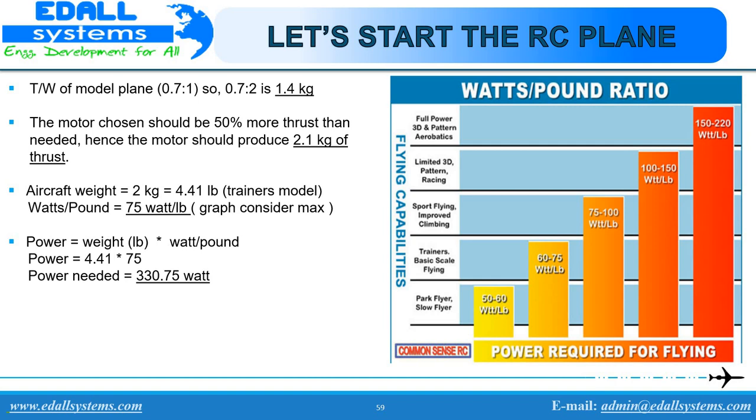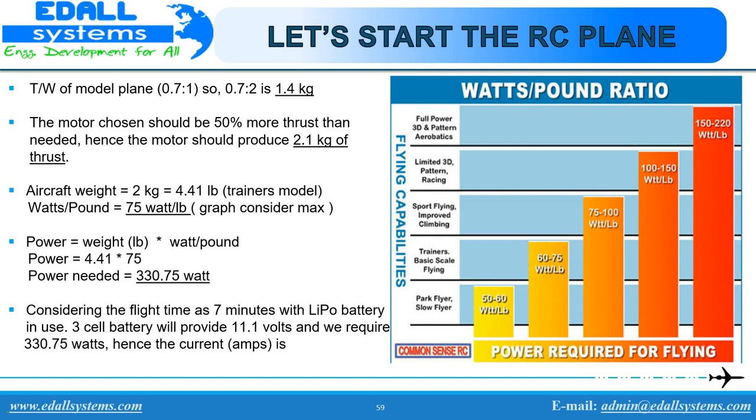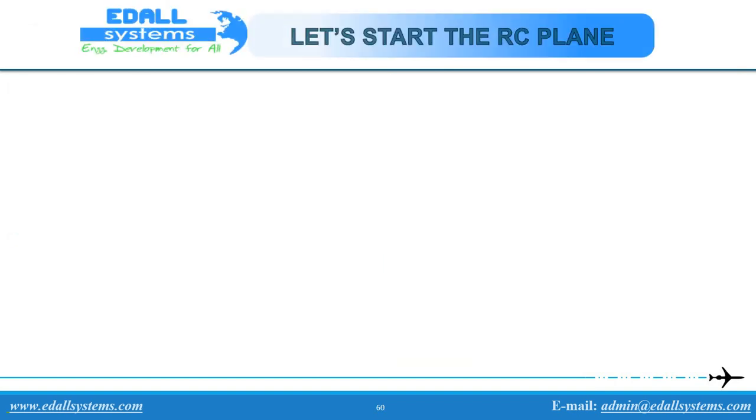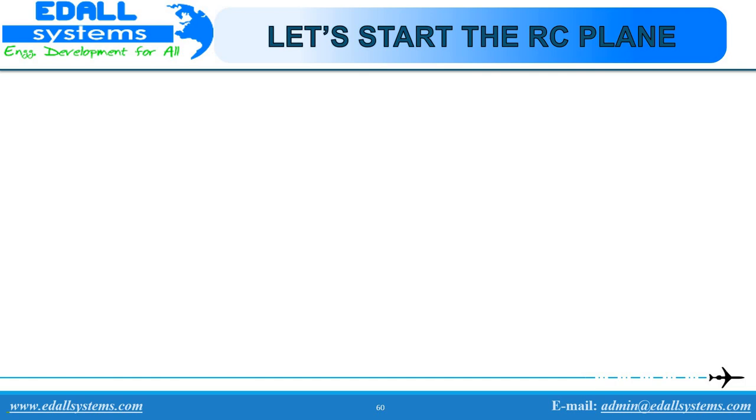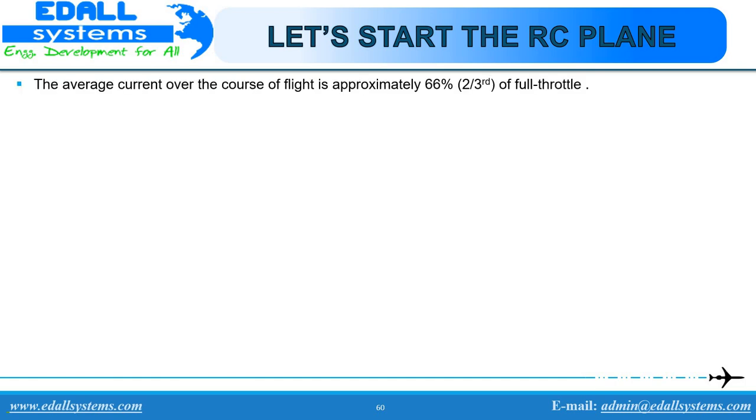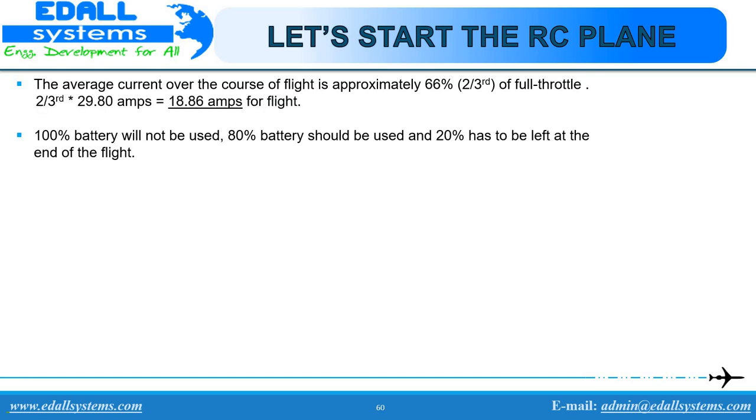As we had considered our flight time to be 7 minutes with a standard LiPo battery of 3 cells providing 11.1 volts, the current for 330.75 watt is 29.80 amps at full throttle settings. For your information, the average current over the course of flight is approximately 66% of the full throttle setting, which is 18.86 amps.